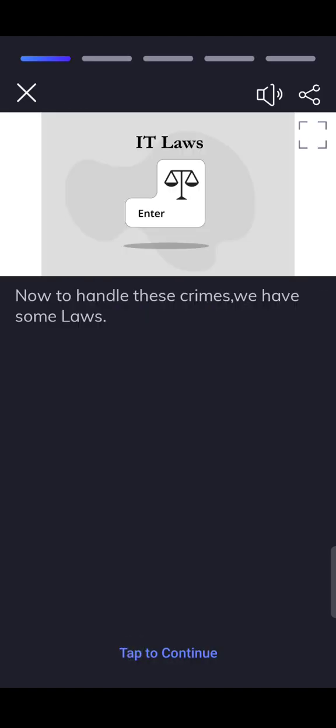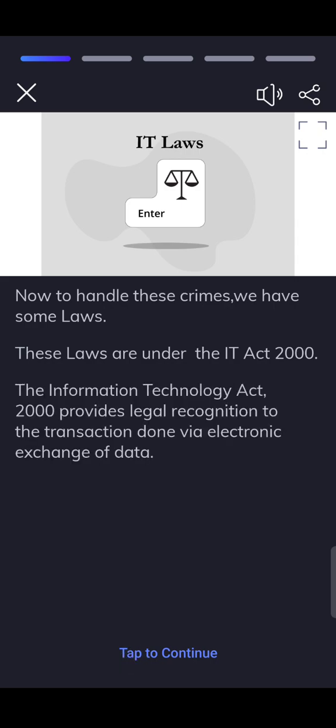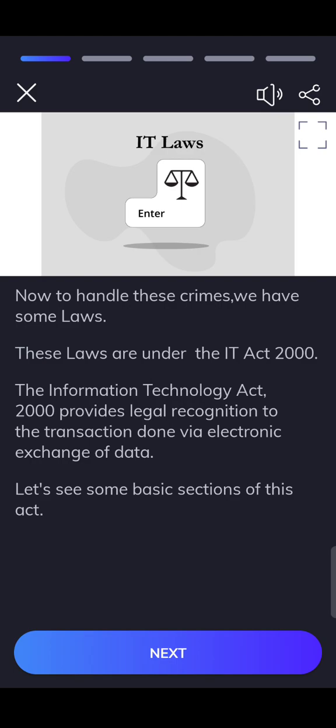Now to handle these crimes, we have some laws. These laws are under the IT Act 2000. The Information Technology Act 2000 provides legal recognition to the transactions done via electronic exchange of data. Let's see some basic sections of this act.